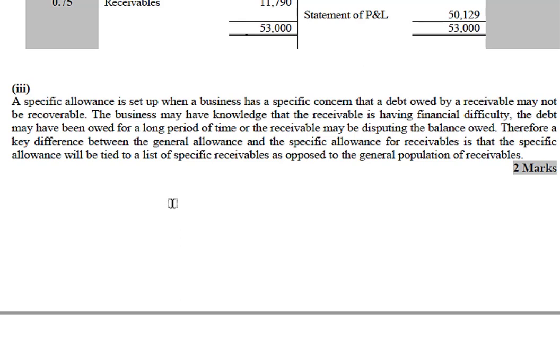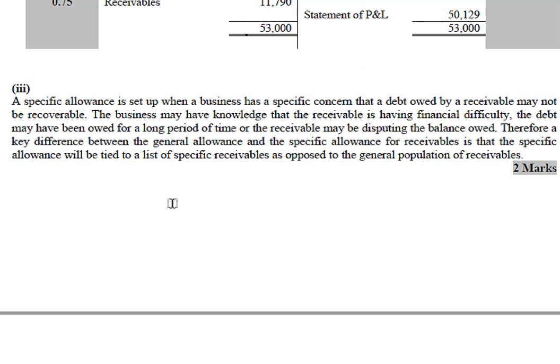So therefore, a key difference in the general allowance and the specific allowance for receivables is that the specific allowance will be tied to a list of specific receivables as opposed to the general population of receivables. Okay, so we think 2% of people overall will never pay us in any case. Or indeed we might think that a specific person may not pay us. So specific and general. Always deal with your specific before you deal with your general.